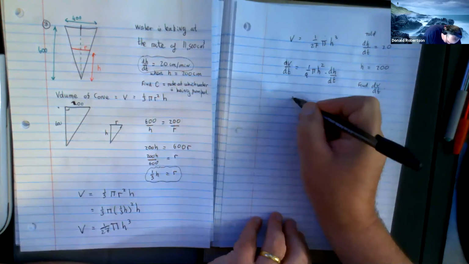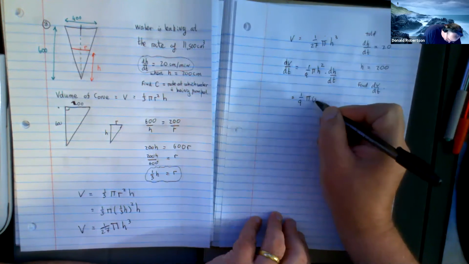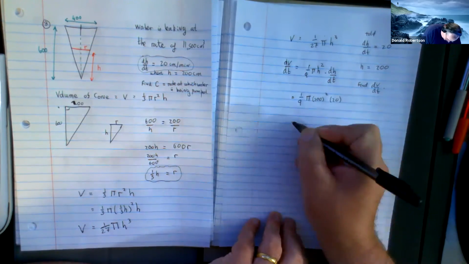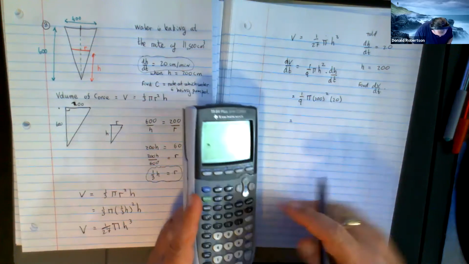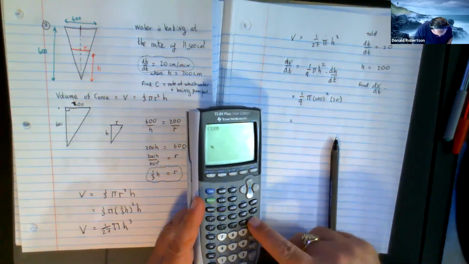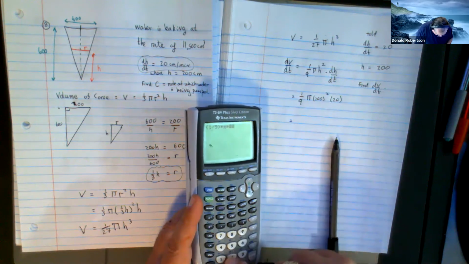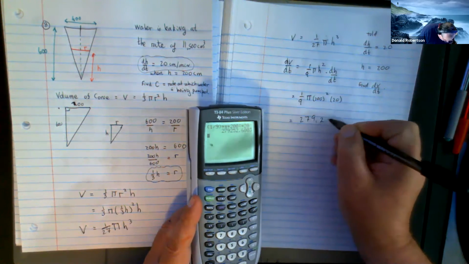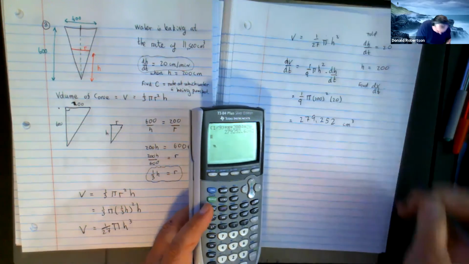Now we'll do the plug and chug. This guy is 1/9. This is pi. H is 200 squared. dH by dt is this guy. And that's when I start hitting buttons on calculators. So I'll go 1/9 times pi times 200 squared times 20, and I get 279,252 to the nearest whole number. Just that guy.